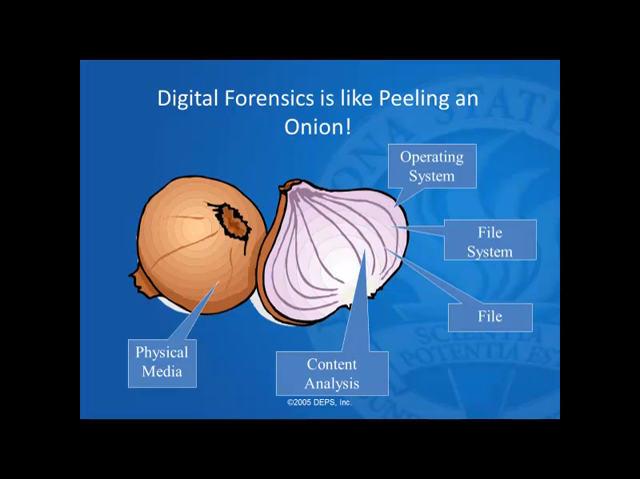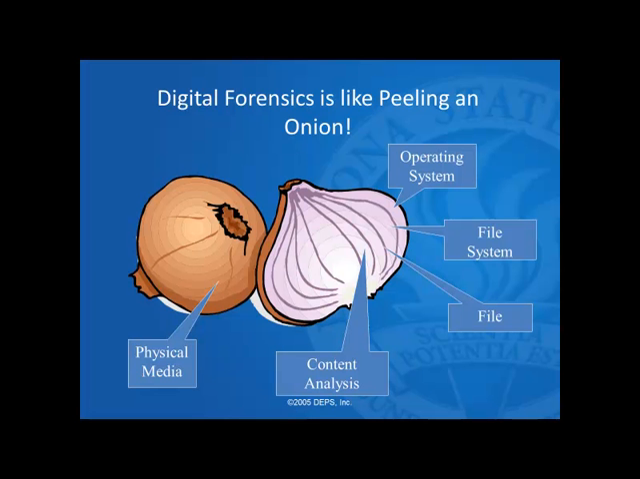If you were to think of the outside of the onion as being the physical media and the core of it being the actual content of the individual files, you realize that the media has to be formatted, it has to be accessed by an operating system which has to understand the file type, which has to have an application that understands that particular file structure, and then have the actual data itself. And so you have to go through all of these layers in order to get to your ultimate data.